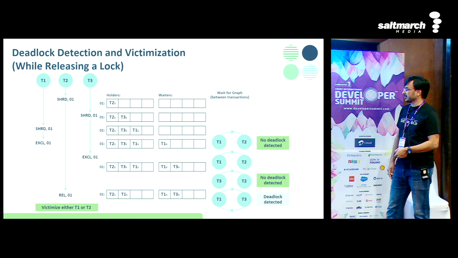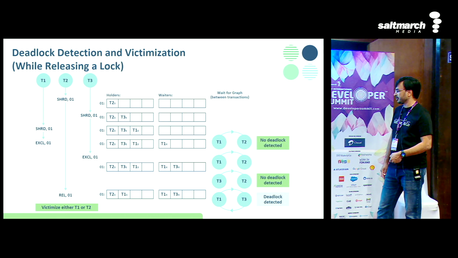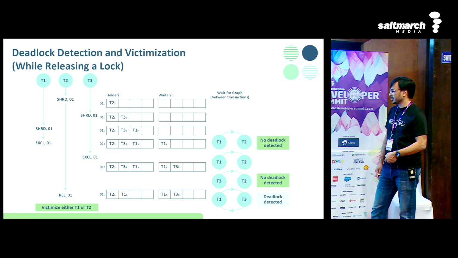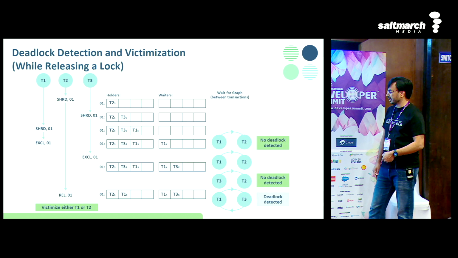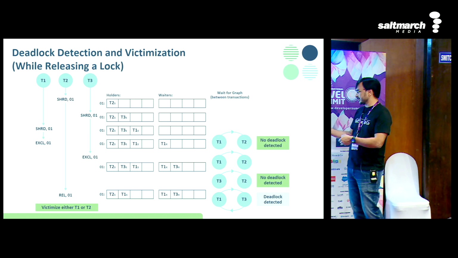Then T3 comes, T3 requested the exclusive lock, and so T3 also will be added into the waiters, and since T3 is also waiting on T2 to release the shared lock, the wait-for graph will get updated like T3 is waiting on T2. So here also again there is no deadlock as such, but if you think about it, there is a deadlock that already exists. Right?